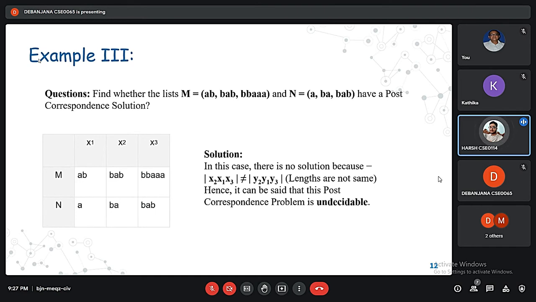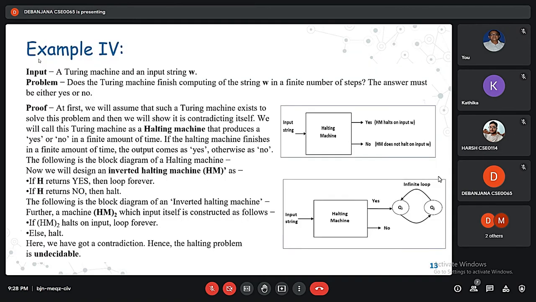Now the next slide will be presented by another teammate. In this slide, we come across the example that if we take an input of a Turing machine and an input of string W, the problem is whether the Turing machine finishes computing the string W in a finite number of states. The answer must be either yes or no. We can prove this by first assuming that such a Turing machine exists to solve this problem, and then we will show that it contradicts itself.